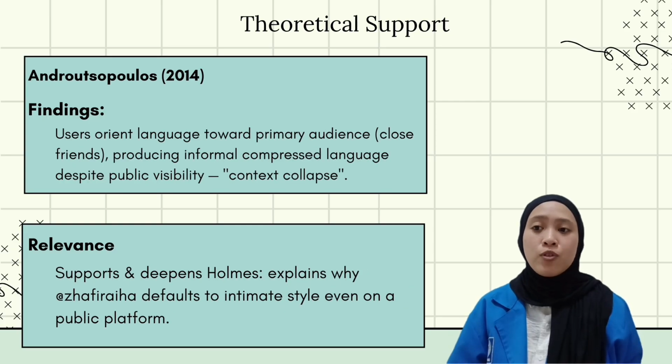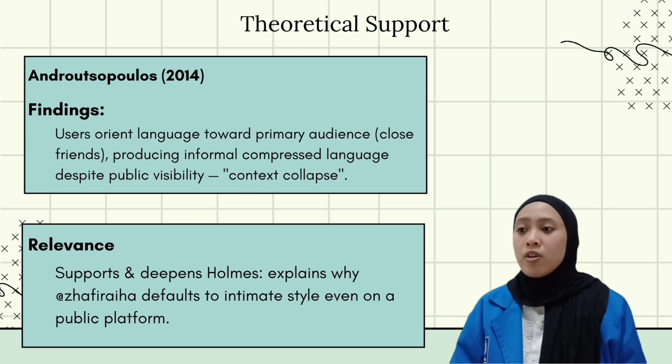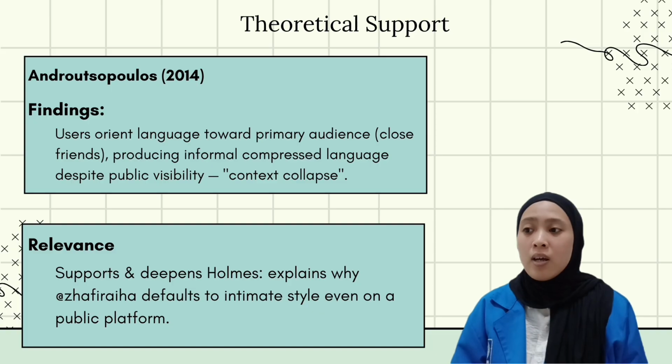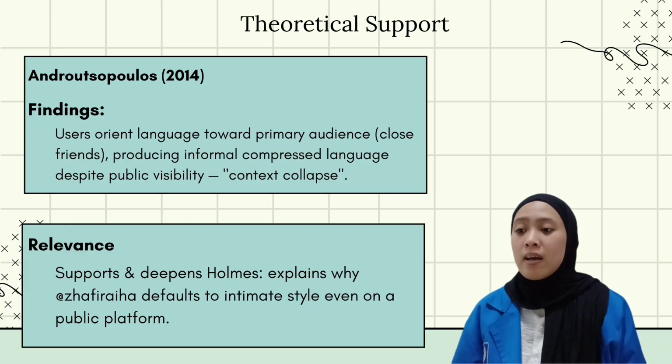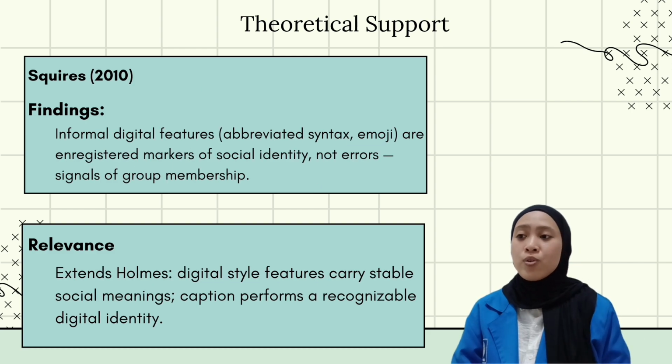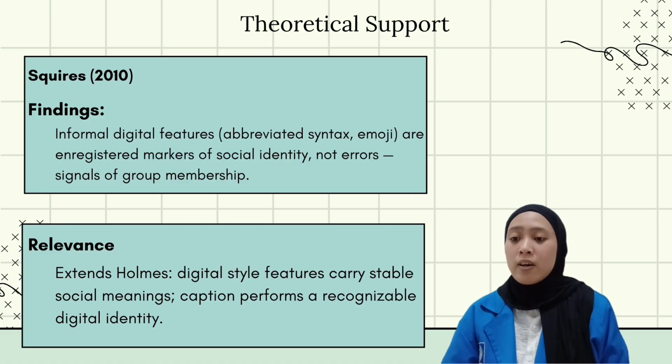And this is the theoretical support for Zafira's content. According to Androutsopoulos, 2014, findings: users orient language toward the primary audience, close friends, producing informal, simple language despite public visibility. Context collapse. And relevance: it supports and depends on Holmes, explaining why Zafira defaults to an intimate style even on a public platform. This is the second theoretical support, according to Squires, 2010, findings: informal digital features, abbreviated syntax, and emoji are registered markers of social identity, not errors, signals of group membership. And relevance: it extends Holmes; digital style features carry stable social meaning.